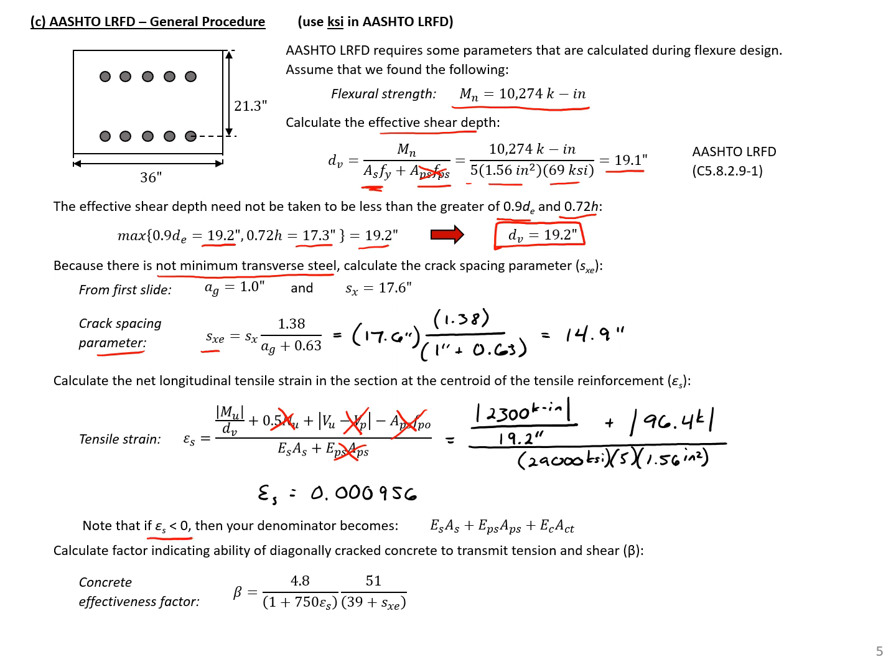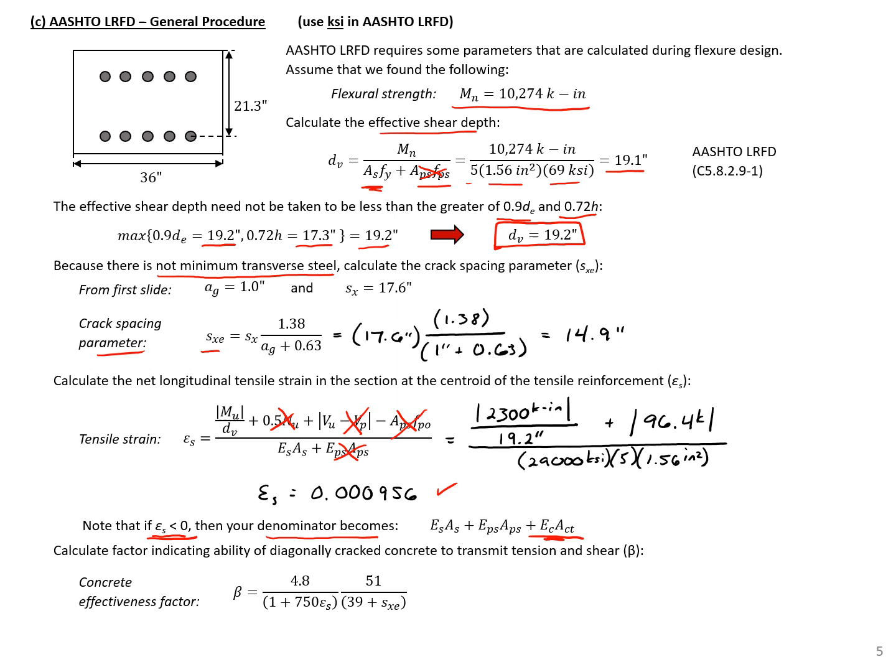If it was negative, we would have a compression strain, and we would also need to include the stiffness or restraint provided by the concrete. So if your epsilon s that you find here is less than 0, then you need to change your denominator to include the concrete stiffness. So E sub C times A sub CT. But for us, it's greater than 0, so we're okay here.